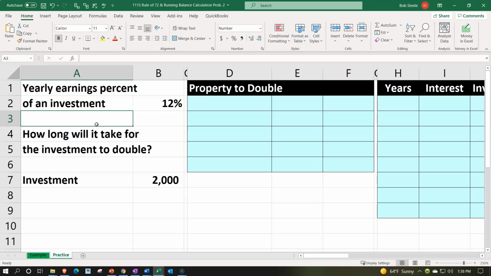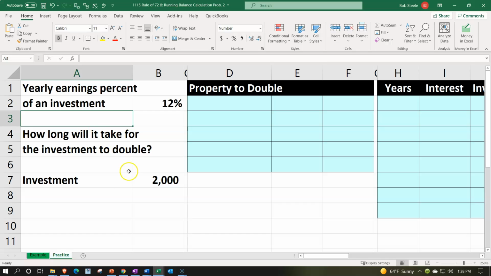We have the yearly earnings percent of an investment is 12%. So we are assuming we have some kind of investment. That could be stocks, bonds, a savings account or a CD or something like that, which we're going to make the assumption is going to be increasing annually at 12%. Then we ask the question of how long it will take for the investment to double.